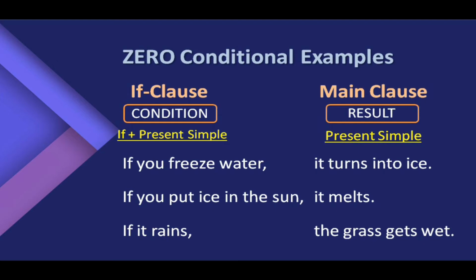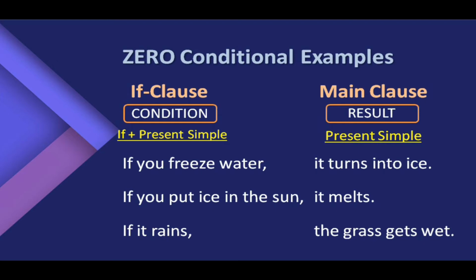Let's see. If you freeze water, it turns into ice. In this sentence, we have 2 parts. One is called the if clause, the second is called the main clause. In the if clause, we have the condition. The condition is that if you freeze water. In the main clause, we have the result. It turns into ice.